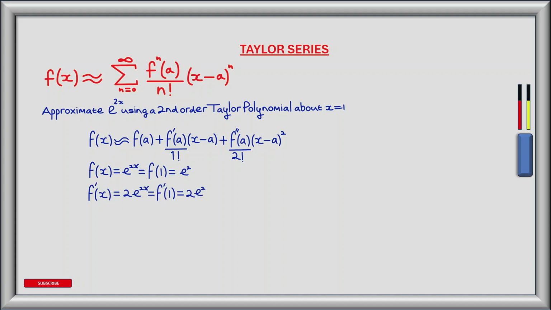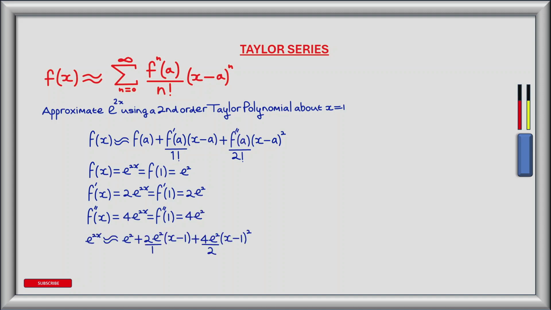Next, let's look at the first derivative of f evaluated at a. f prime of x equals 2e to the power of 2x. So f prime evaluated at 1 gives 2e squared. Looking at the second derivative of f evaluated at a, we see that the second derivative of f of x is 4e to the power of 2x. If we evaluate this at 1, we get 4e squared.